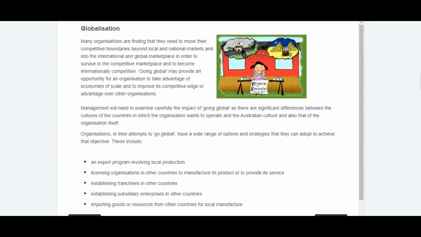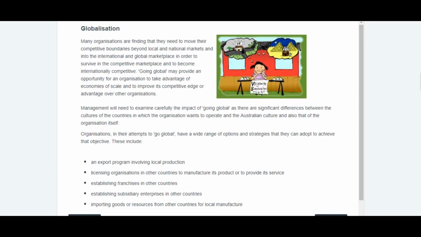Management will need to examine carefully the impact of going global, as there are significant differences between the cultures of the countries in which the organization wants to operate and also the culture of the organization itself.